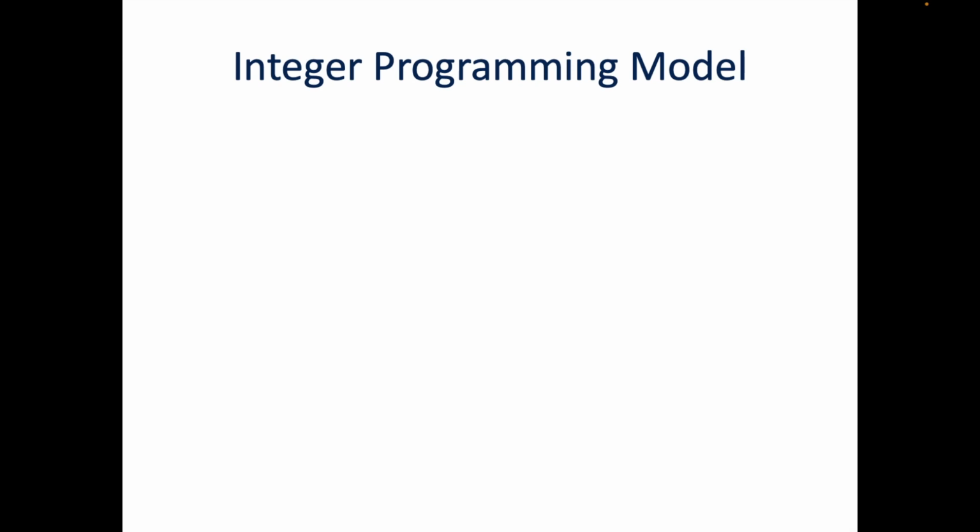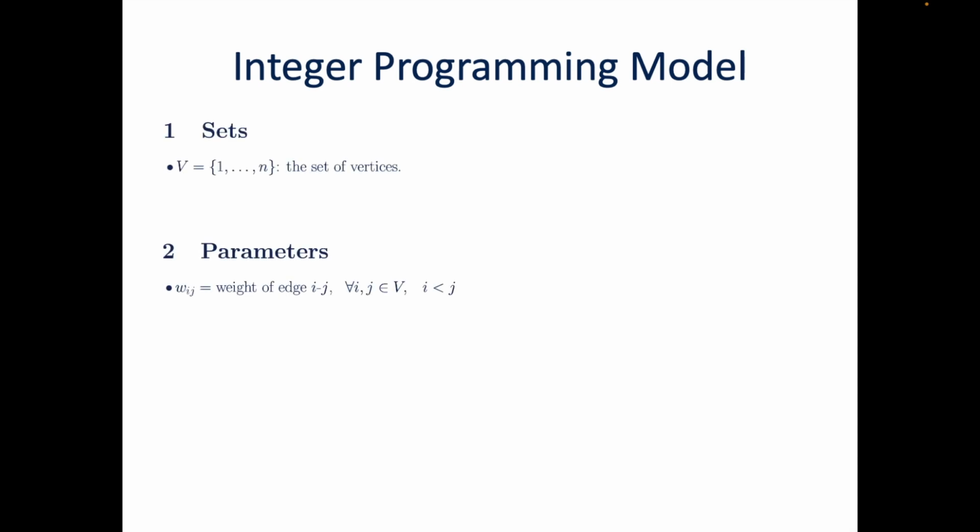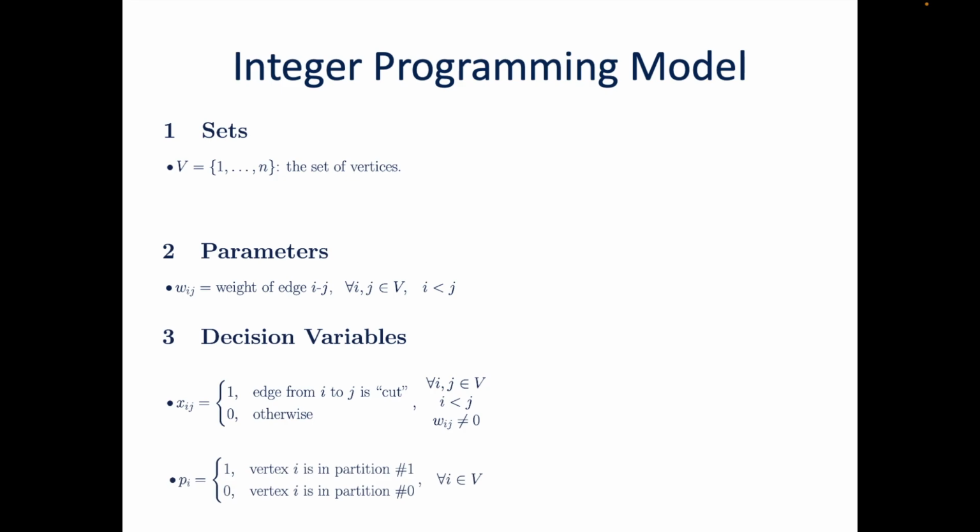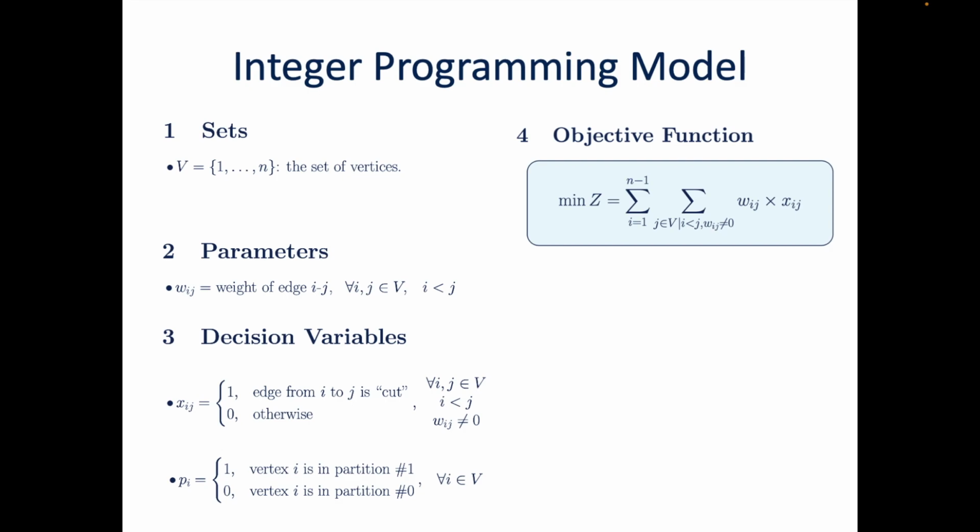And here is the integer programming model for the graph partitioning problem. Given the set of vertices and the weights of each edge from vertex i to j, for each edge, we need to decide whether to cut it or not. Also, for each vertex, we need to decide on the partition to assign to that node. With these decision variables, the objective function is the sum of all penalties attained from cutting edges. For the weightless version of the problem, the weights are all equal to 1.